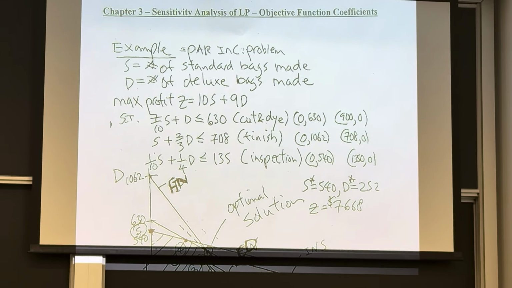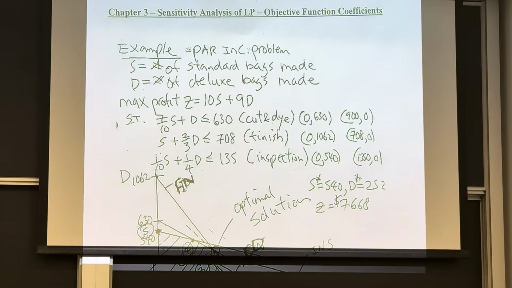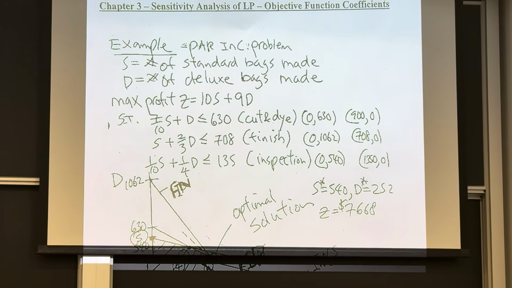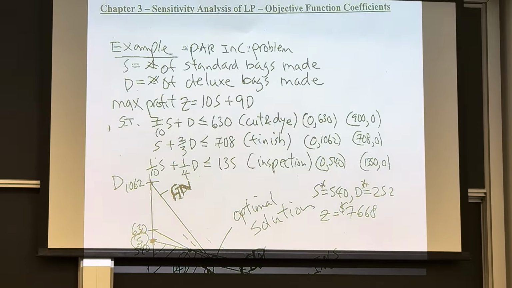Making the bags needs resources. It needs some cut and dye time, and you have 630 hours. It requires some finishing labor, and you have 708 hours. It requires some inspection time, and you have 135 hours. So those are the constraints.